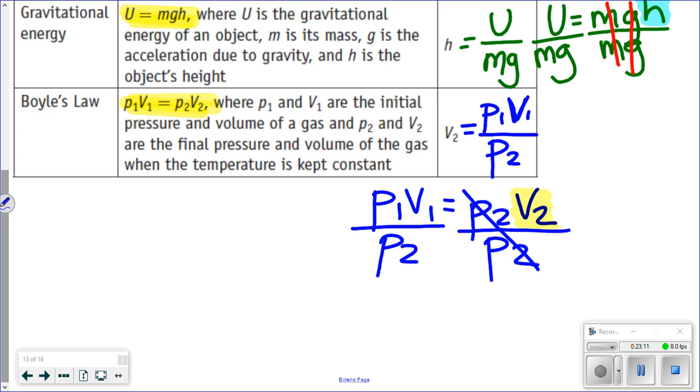So do not let the letters confuse you or scare you. Have confidence. You can do it.